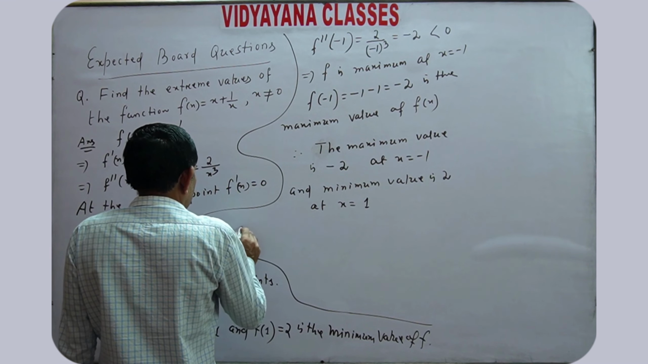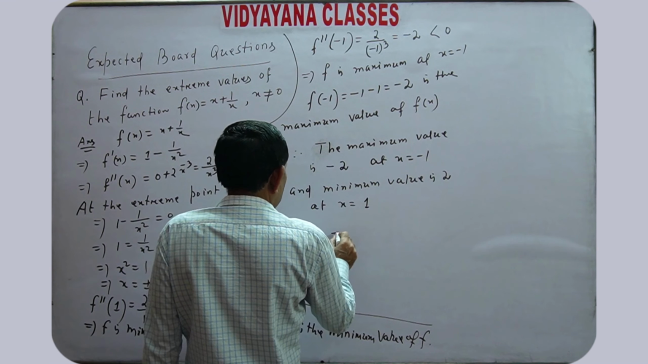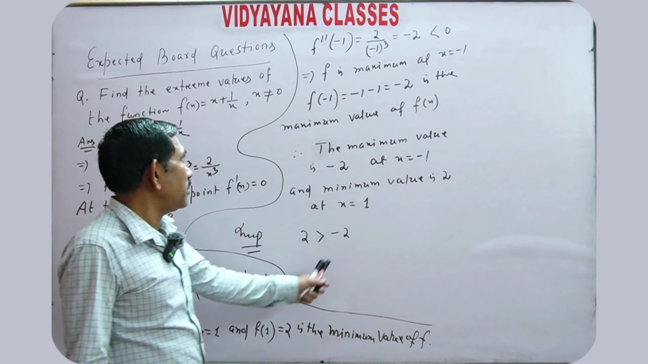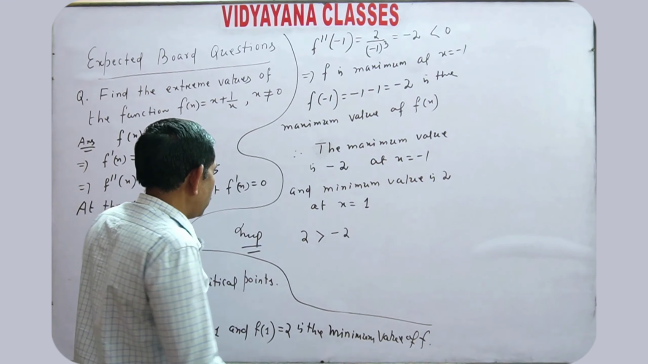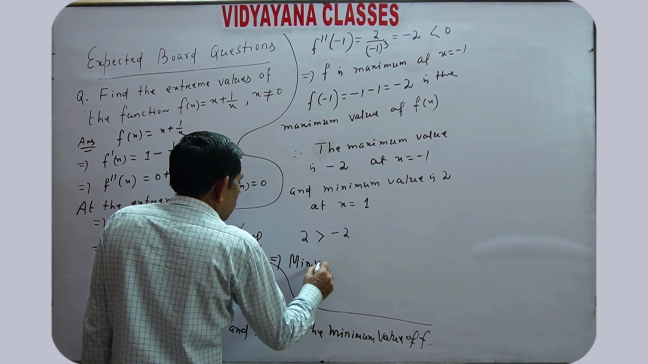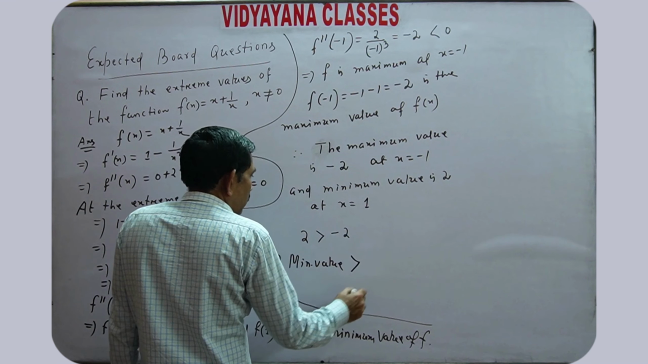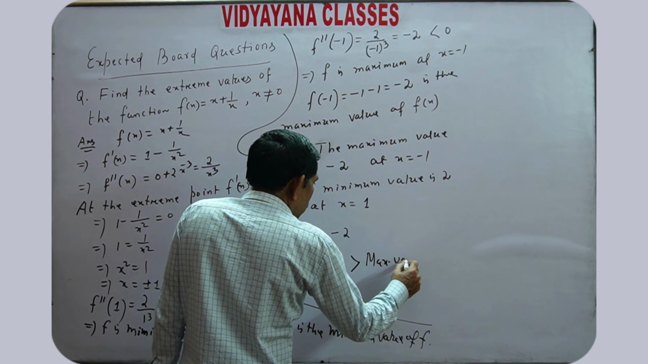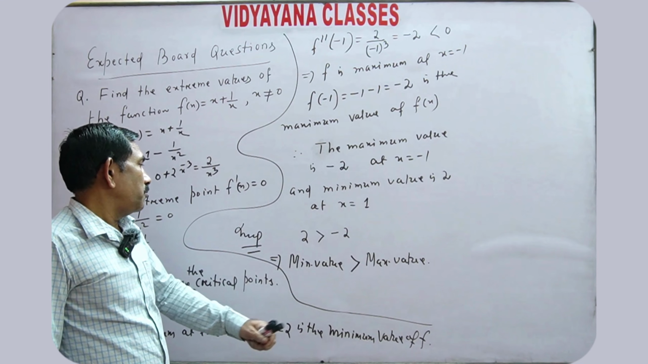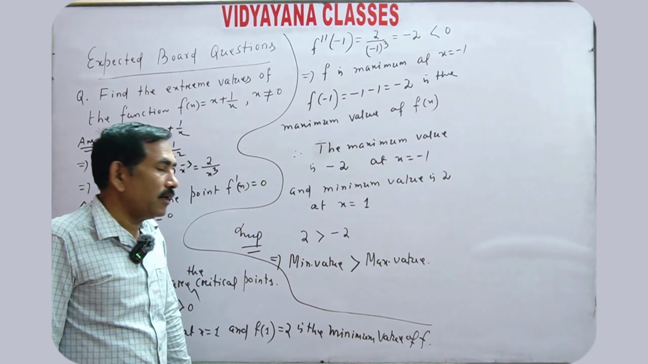Most important note, 2 greater than minus 2. What is the 2? It is the minimum value of the function. What is minus 2? It is the maximum value of the function. Implies this, min value greater than max value. Two is the minimum value of the function, minus 2 is the maximum value of the function, so min value is greater than max value.